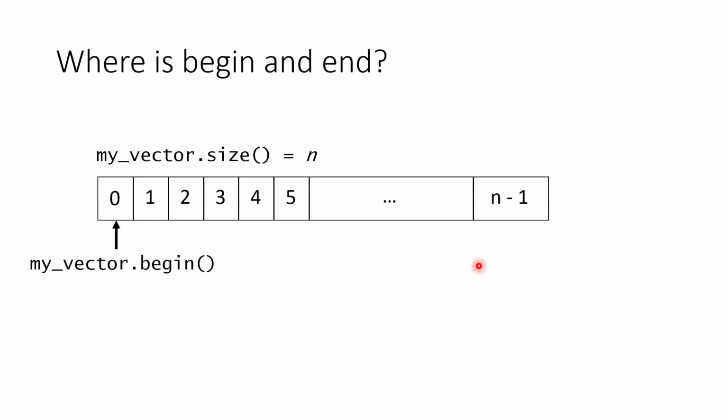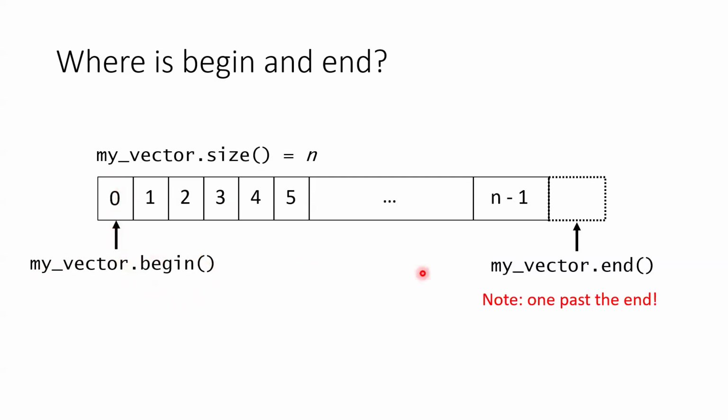Visually, my vector.begin will point to index 0. And my vector.end will point to one past the end. So my vector.end is not pointing to a valid element.